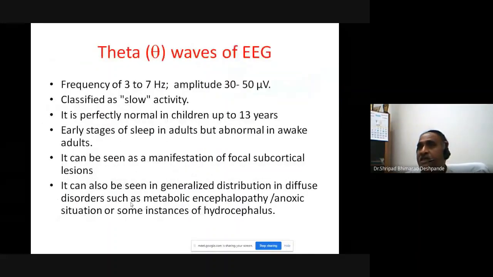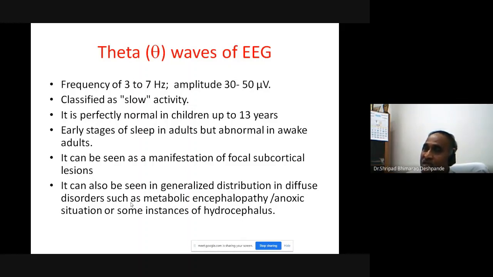Then come the theta waves. Theta waves of the EEG are slow waves, with larger amplitude and lower frequency, 3 to 7 hertz, and they are mostly seen in children below 13 years. As the age increases from 1 to 13, this theta rhythm decreases. Theta activity decreases. Otherwise, theta activity is greater in younger children, that means a 1 to 2-year-old child, than a 13-year-old boy.